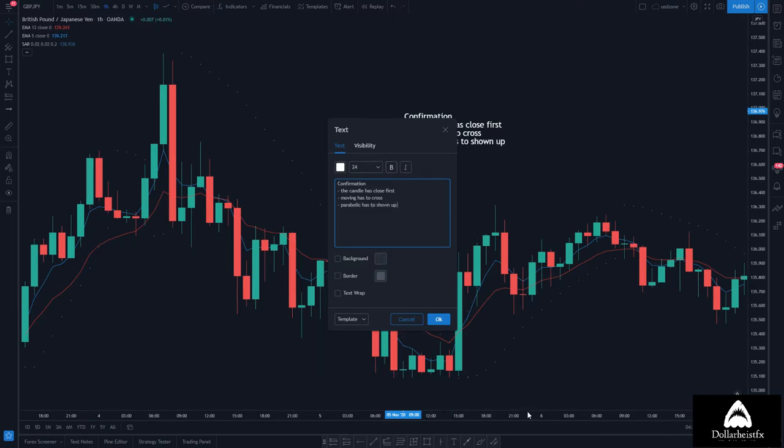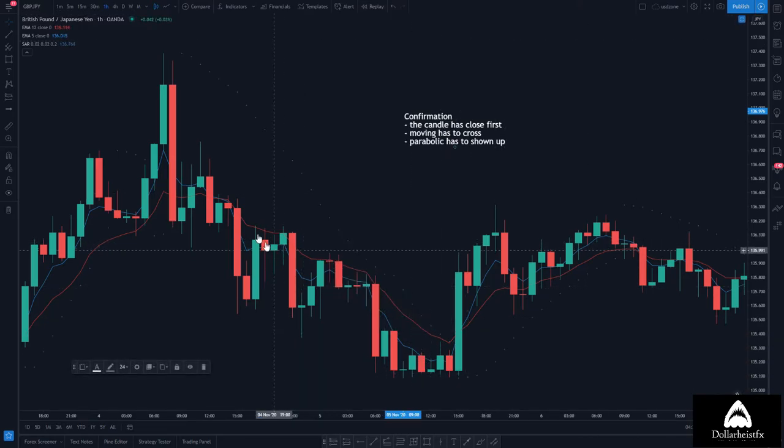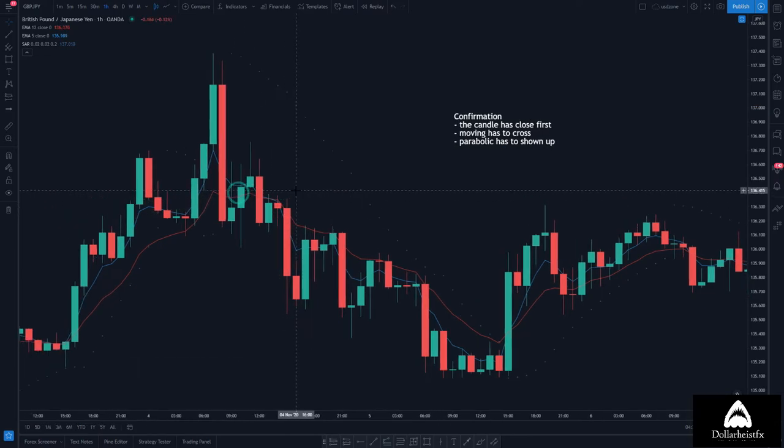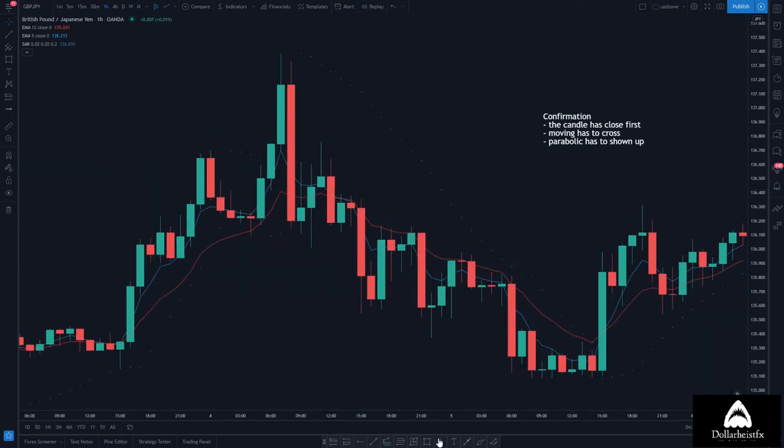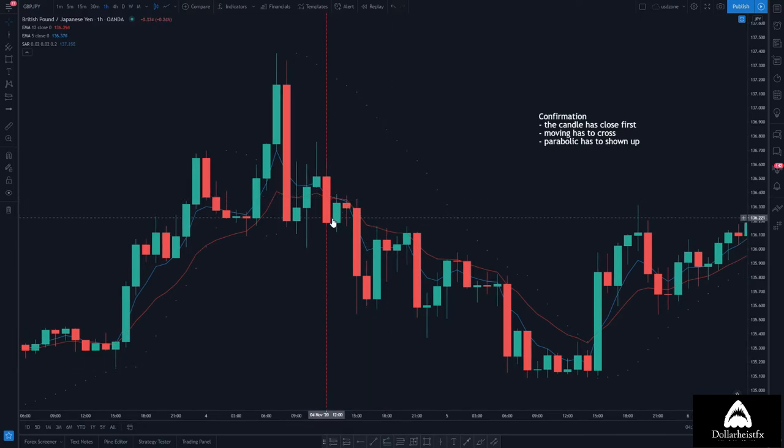And what I mean by this is that we see right here, this is a really great example. I'll put a mark right here. We can see that this red candle and the moving average has not crossed yet, but we see on the next candle, which is right here, is crossing. It's crossing right here.